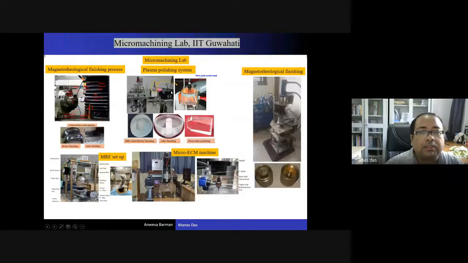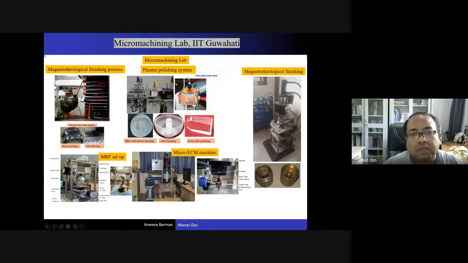So here is what we are doing in our lab. This is the finishing setup. Already I have discussed this one. This is another MRF setup we have developed in our lab. This is another setup we have developed. These 3 MRF setups we have developed in our lab.